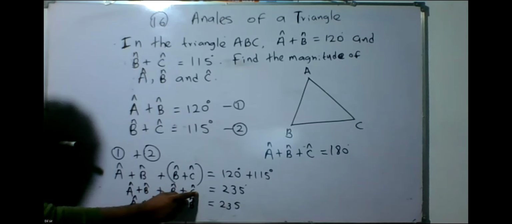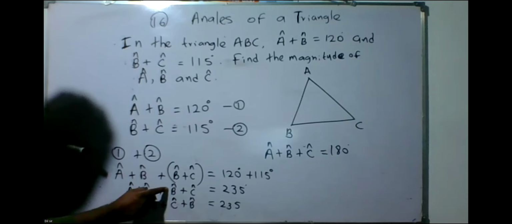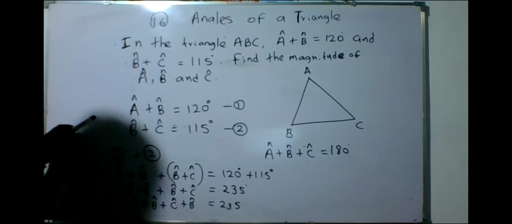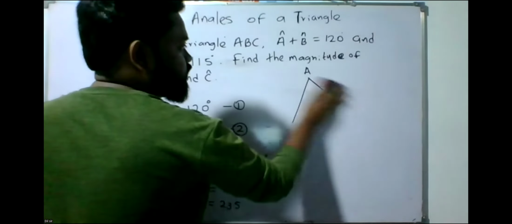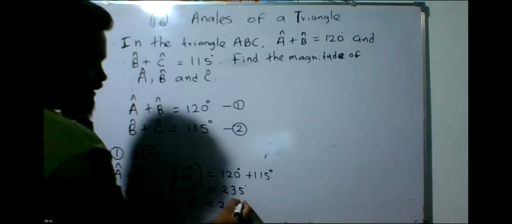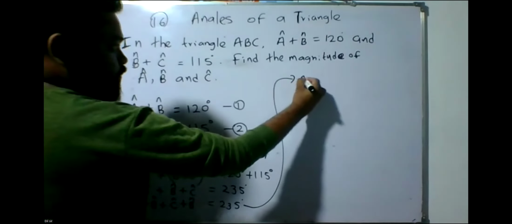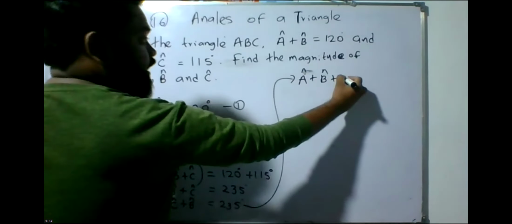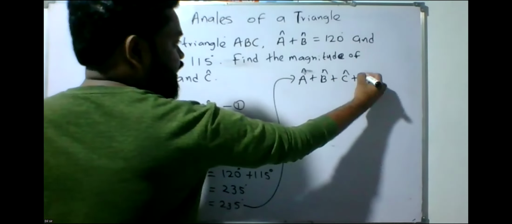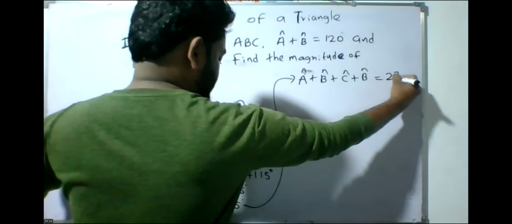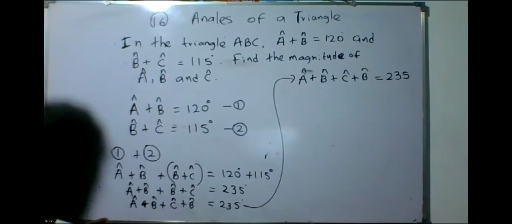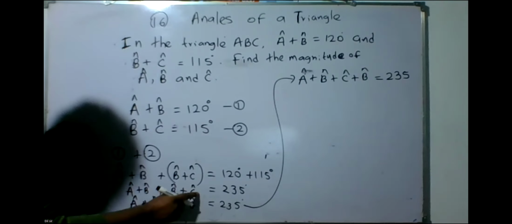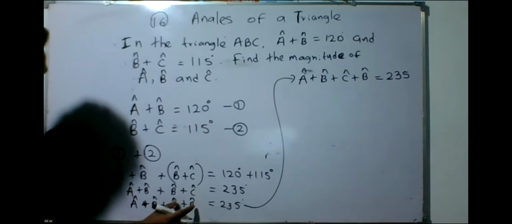I change these two. I write this C as the second term and I write this B as the last term. Right. Now I will write this again here: angle A plus angle B plus angle C plus angle B again equals 235. Again, check it. A, B, here B I have written there. I take this C as the third term. Right.